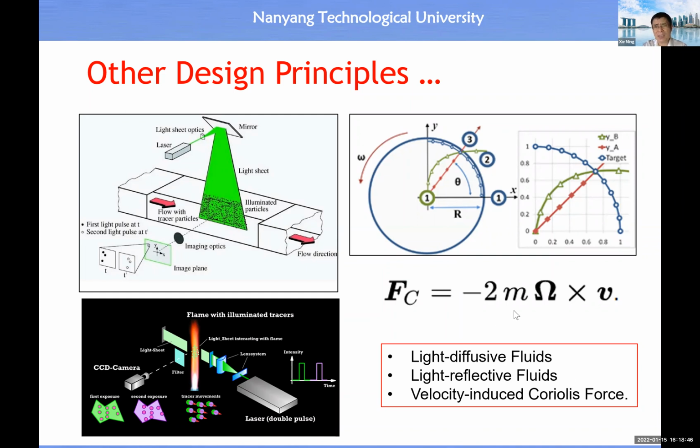Another principle is to make use of the Coriolis force, because when the fluid moves in a circular path, or in linear motion coupled with angular motion, then a Coriolis force occurs. So then we can relate the Coriolis force to the linear velocity, because the angular velocity could be under control. We know this angular velocity, and if we know this value, then we should be able to relate it to the velocity in the measurement.